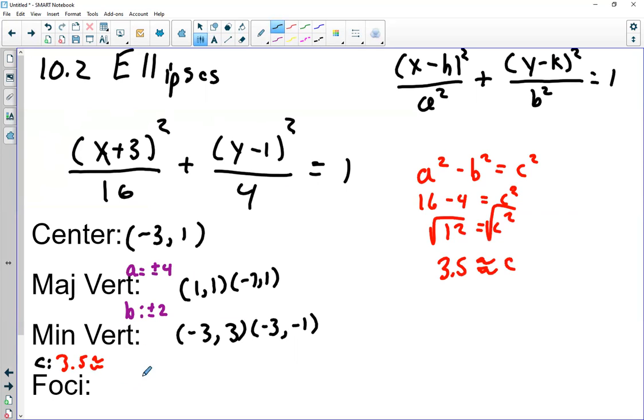That's (0.5, 1). And then −3 minus 3.5 is... wait, 6.5. Yeah, you're right. So it's (−6.5, 1). Okay.